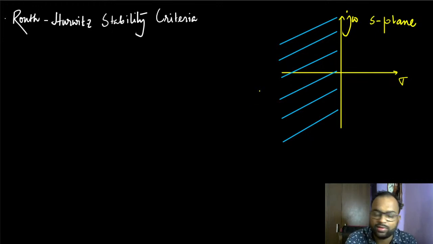And if not, how many poles lie in the right half plane doesn't matter really. If any of the poles lie in the right half plane, then the system is unstable, no matter what happens with the system. So there is no question about that.